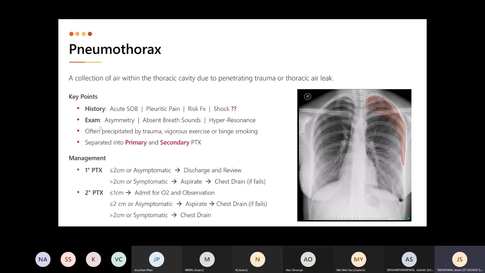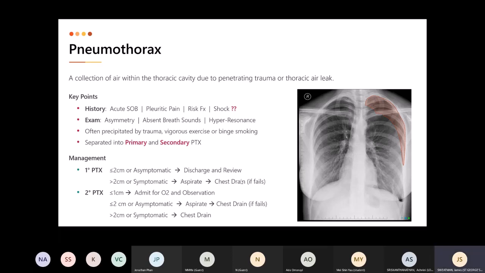So if it's 2 centimeters or less, measured from the edge of the thorax to the lung markings, or the patient is asymptomatic and it's a primary, then you can discharge them and review them and do that classic thing of, don't fly in a plane for a couple of weeks. If it's more than 2 centimeters or they're symptomatic, so they're requiring any amount of oxygen or they're visibly short of breath, then you can aspirate it with a needle. That's when you do your needle aspiration, which almost always in my experience doesn't work very well. And if that doesn't work, then you have to put a chest drain in.